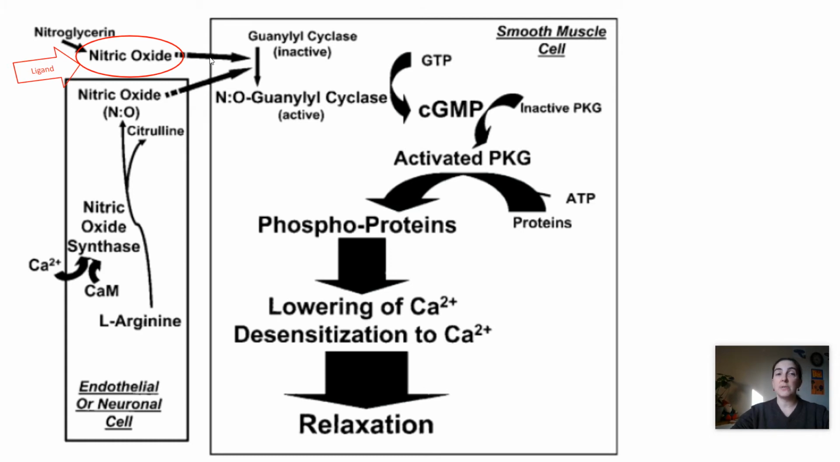That's the ligand or the signaling molecule that enters this muscle cell and starts this pathway. You can see it goes in across the cell membrane here and interacts with this protein called guanylyl cyclase. That's the receptor protein that bonds with that nitric oxide. So you can see the active form has the nitric oxide bonded to the guanylyl cyclase. That triggers this whole cascade of events.